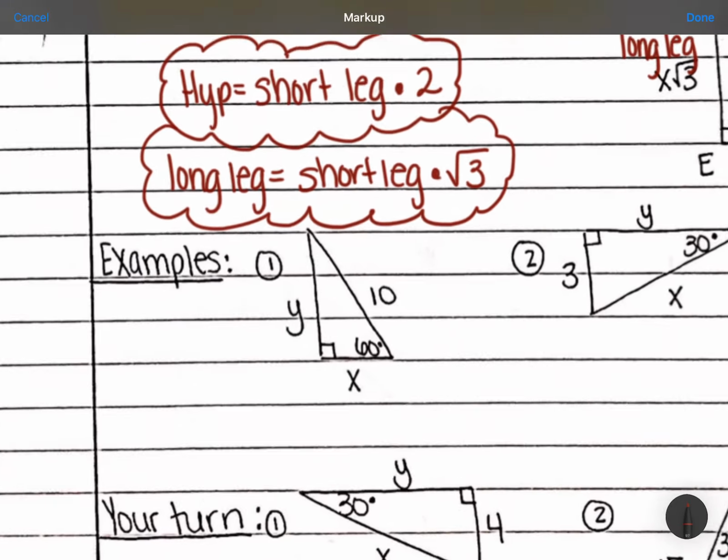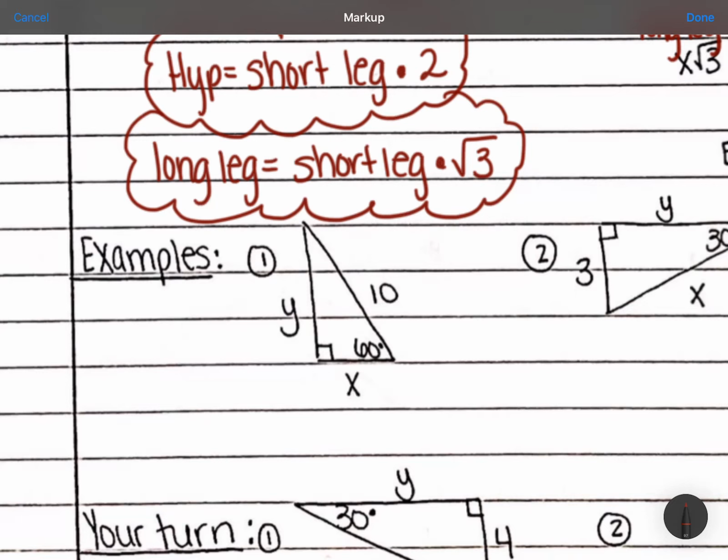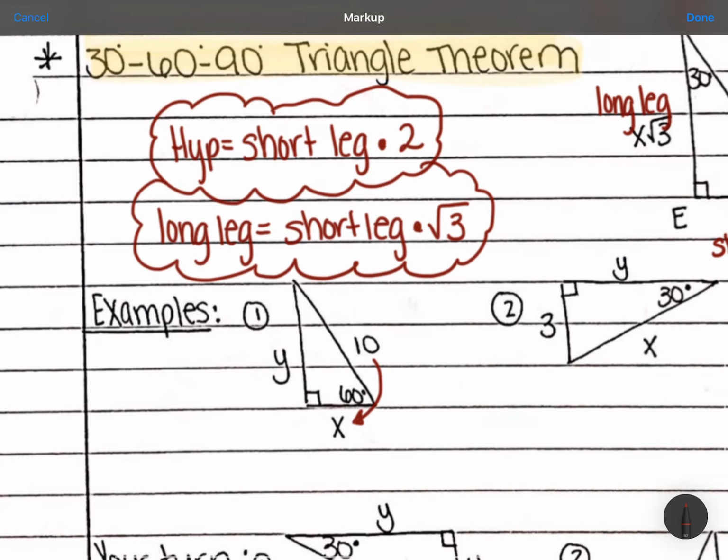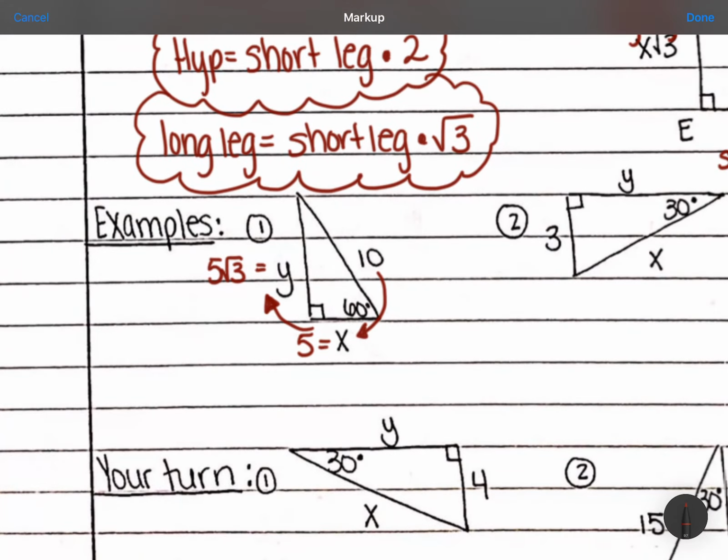All right, so I can find my short leg by taking half of my hypotenuse, right? Because remember, the formula says your hypotenuse is your short leg times 2. So if that 10 is my hypotenuse, then x would be 5. And then I can go from my short leg to my long leg by multiplying it by radical 3. So y would be 5 radical 3. You can just work your way around your triangle. It's super nice when they give you either the hypotenuse or the short leg. It's when they give you the long leg, you have to do a little bit of thinking and some math.